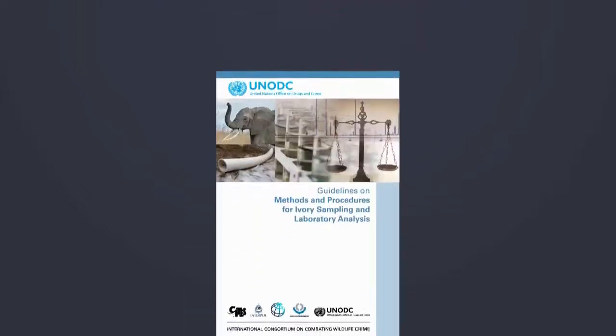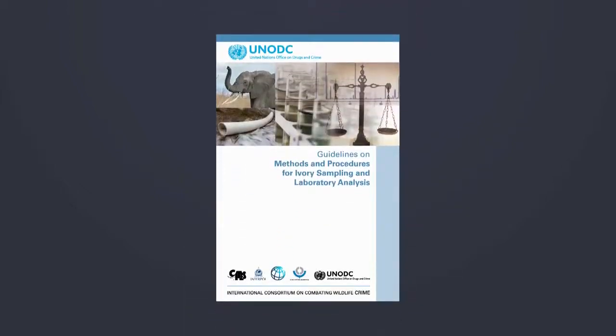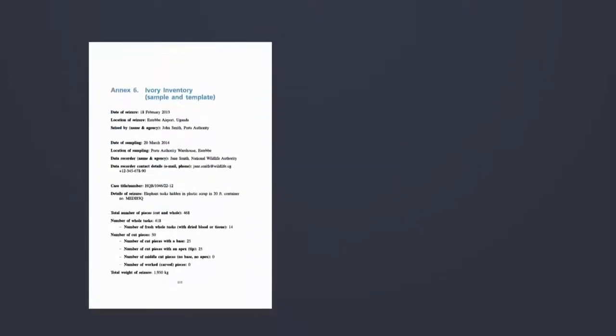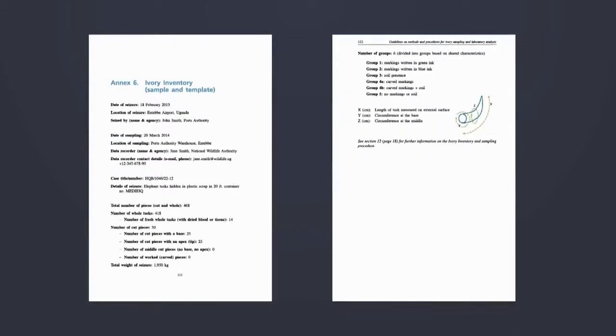The information contained in this document complements the guidelines on methods and procedures of ivory sampling and analysis, developed by the International Consortium on Combating Wildlife Crime. The guidelines contain a template ivory inventory, or datasheet, on which to record relevant information and a list of equipment that you might find useful.